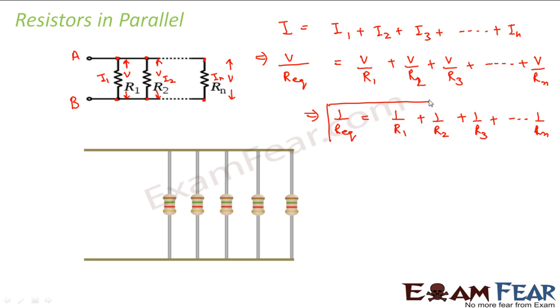So therefore, when the resistances are connected in parallel in a circuit, then the total or equivalent resistance of the circuit is given by this expression, right? So these are the two possible combinations of resistors. Now we will look at several scenarios.